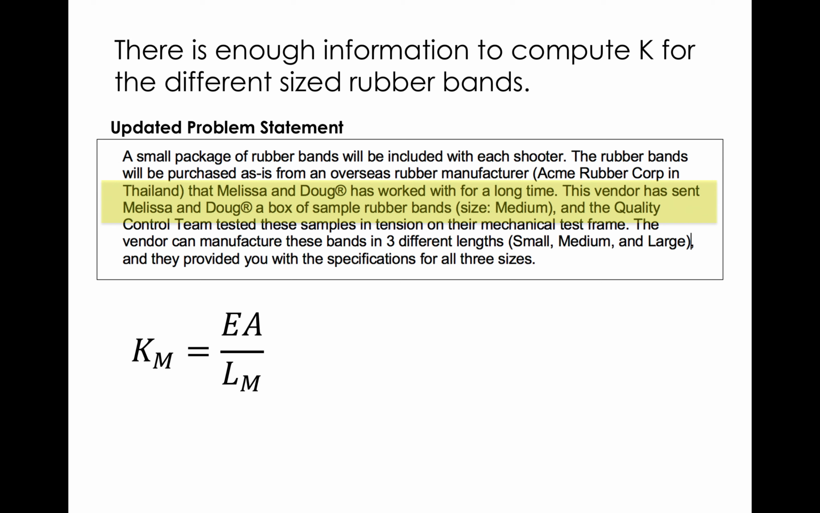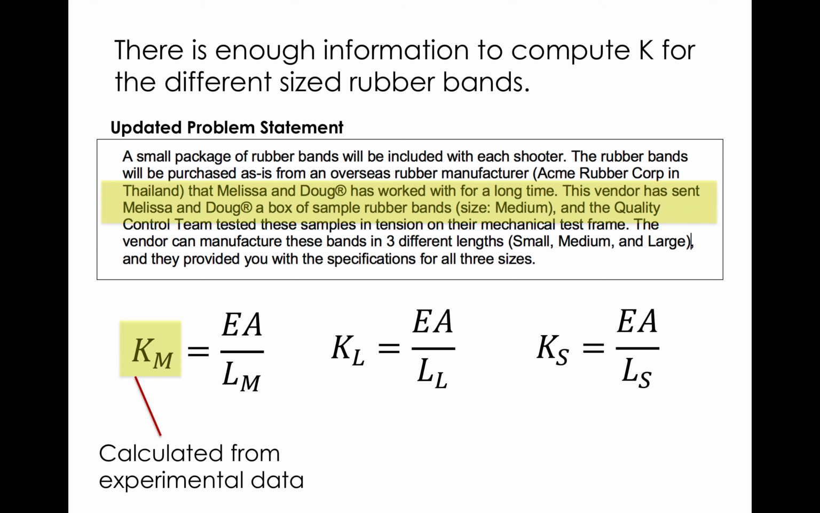I could write this for my medium-sized rubber bands, for which I know K experimentally, I've determined it, as K equals EA over LM, the length of the medium-sized rubber band. Similarly, the stiffness of the large rubber band is equal to EA over the length of the large rubber band, and the stiffness of the small is equal to EA over the length of the small rubber band. Km I have determined experimentally from those 30 samples that were provided, so that is known data. I also know that EA is constant across all 3 groups. So I could do some simple shifting here and say EA is equal to Km times LM, because LM is also known, right?